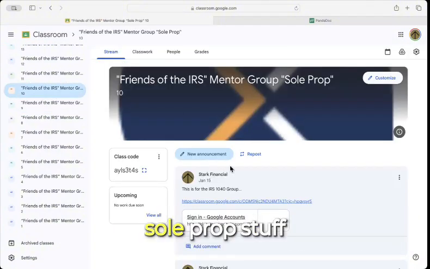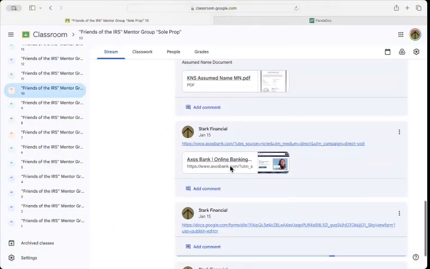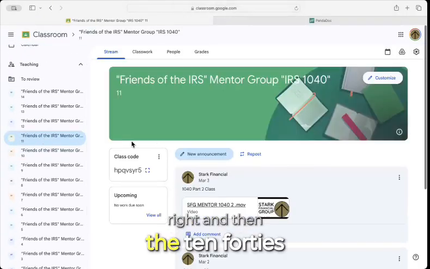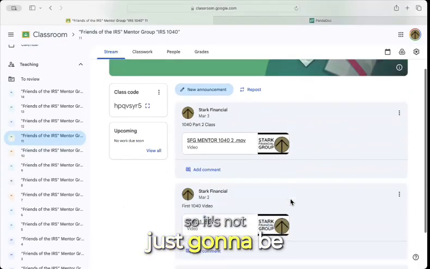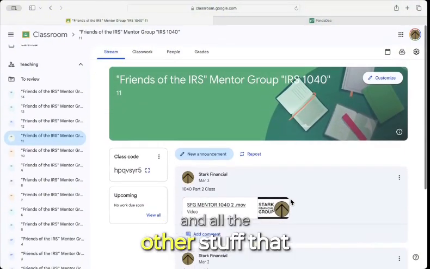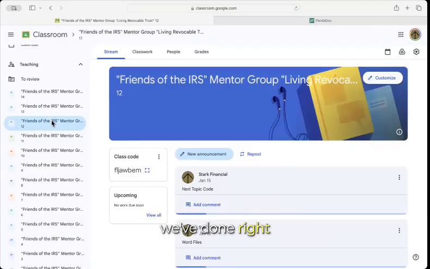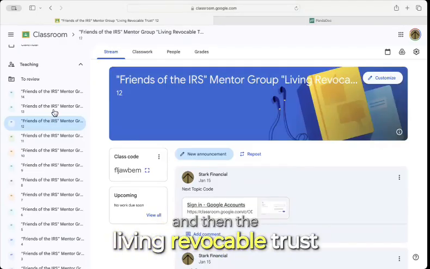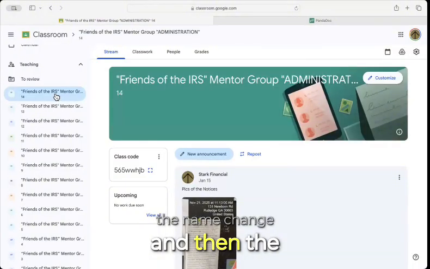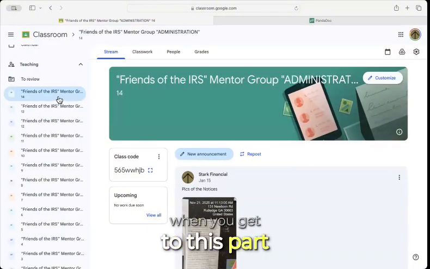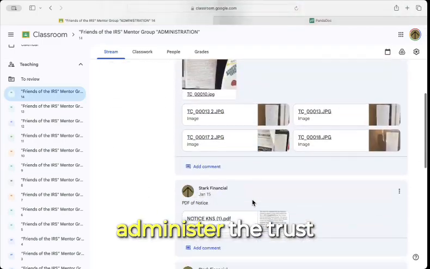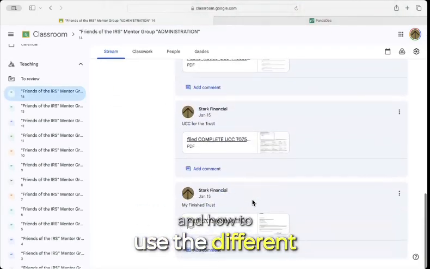And then this is the sole prop stuff, right? And then the 1040s. So it's not just going to be 1040s in here. You're also going to have all the videos for the frivolous filings and all the other stuff that we've done, right? And then the living revocable trust, the name change, and then the last, when you get to 14, this is administration, where we get into how to administrate the trust and how to use the different things, right?